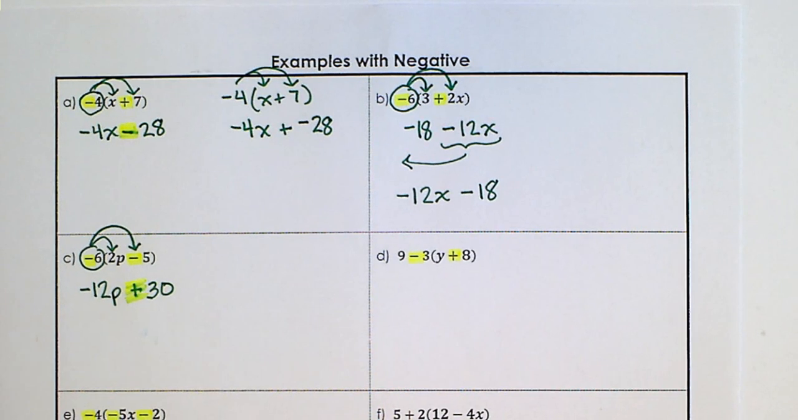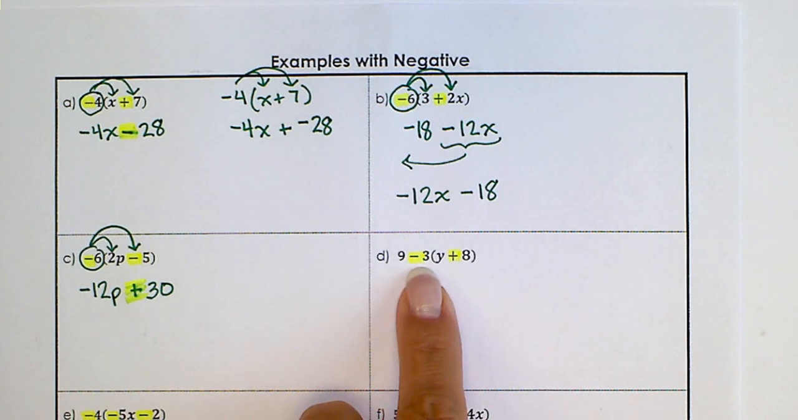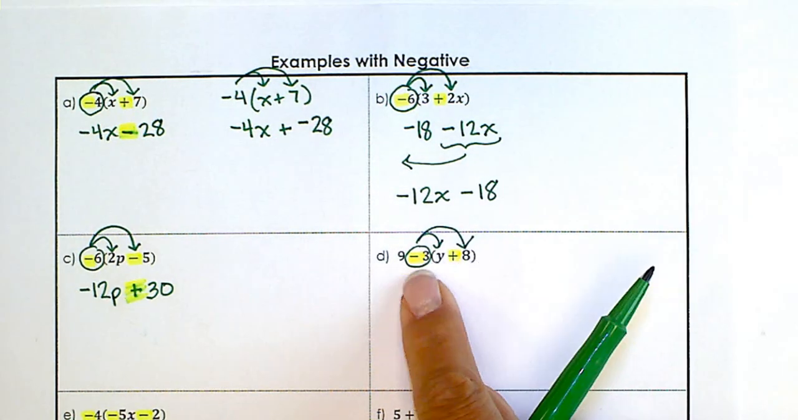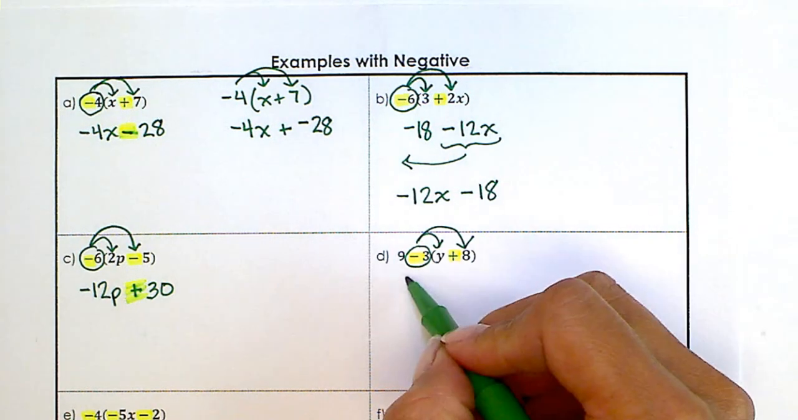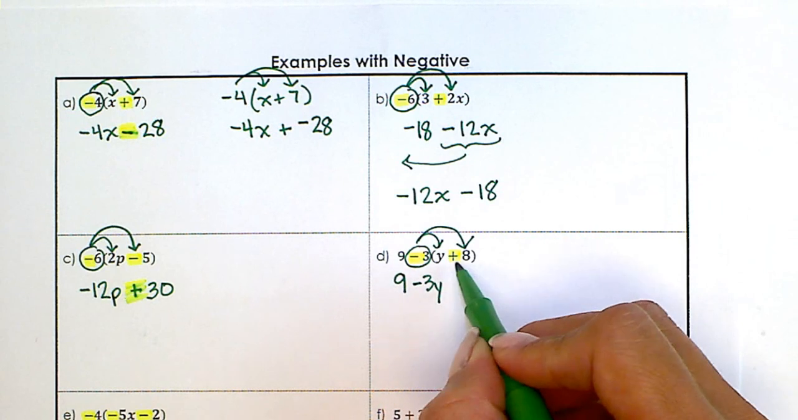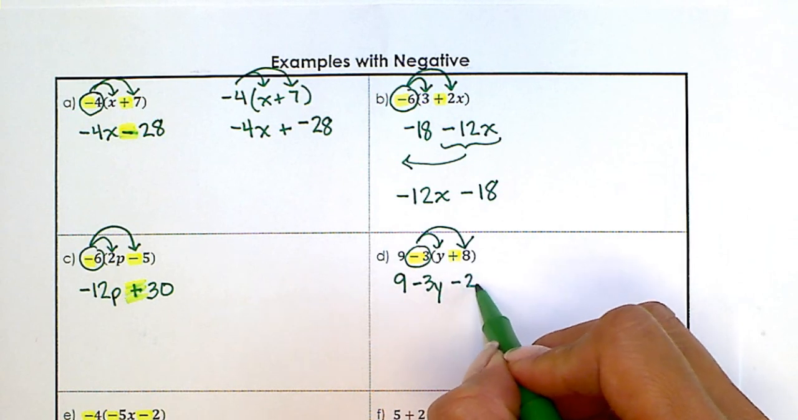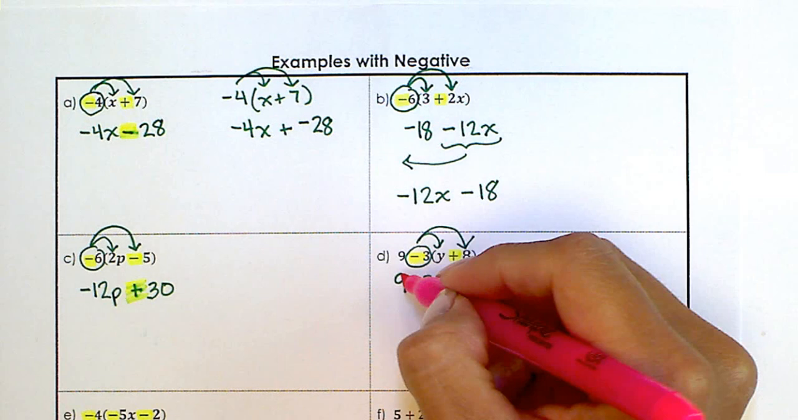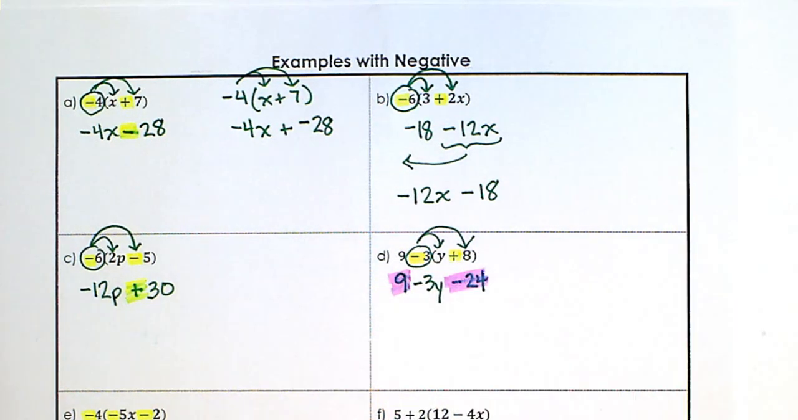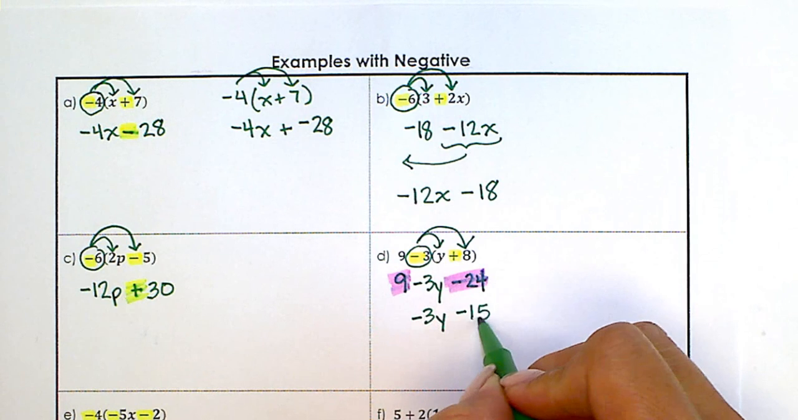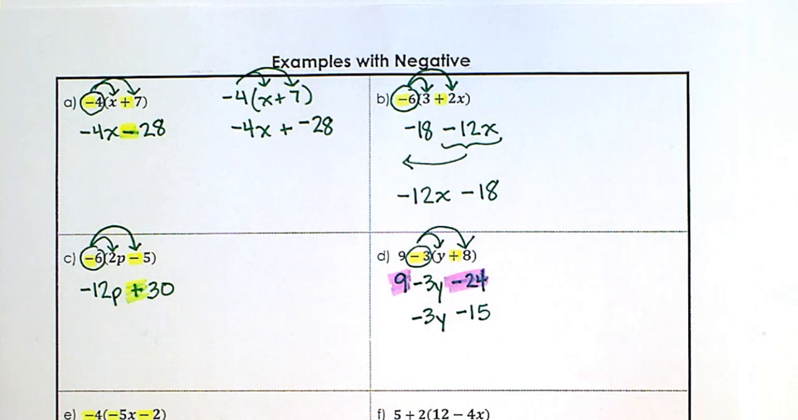Now for D, do not make that 6. Do not subtract first. Order of operations says multiplication, which is the distributive property, comes before addition or subtraction. So just leave the 9 here. A -3 times y is a -3y, and a -3 times a +8 is -24. Now we need to combine like terms. So now I need to combine my 9 and my -24. Just leave your -3y; 9 minus 24 is -15. So that is the final answer for D.